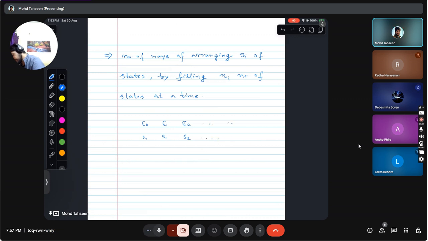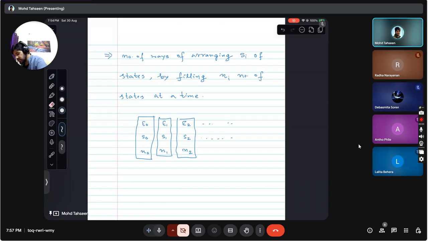So I have to do this job, I have to fill it with N0 number of particles, N1 number of particles, N2 number of particles. I have to do all of these jobs one after the other, right? So this is an AND job.